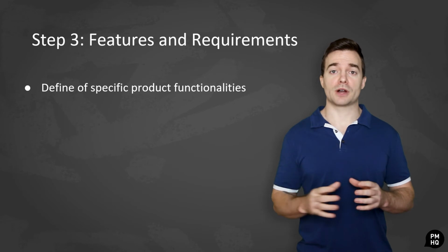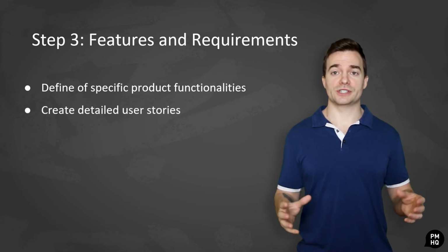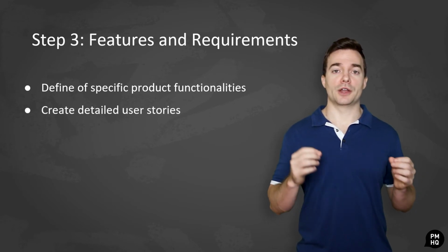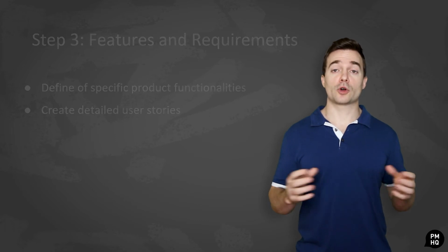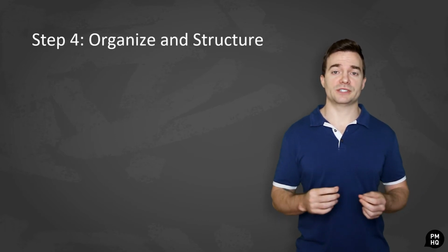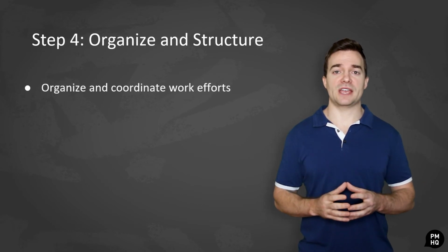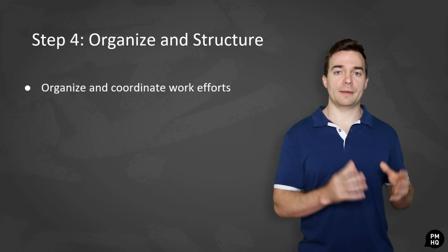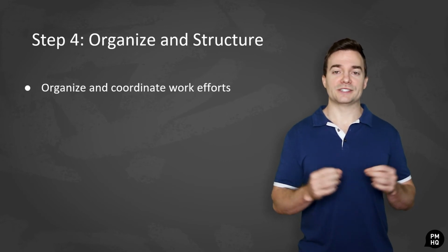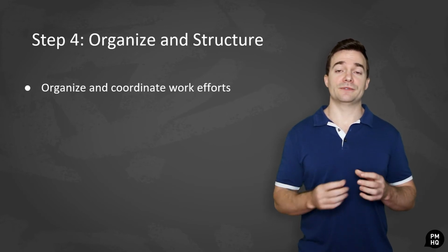To do so, product owners create detailed user stories that provide greater context on what the developers need to build. The fourth step in the product roadmap creation process involves organizing and structuring the functions that were defined in the previous phase into clear themes or epics. If you're following the Agile framework, then that can help define workflows.